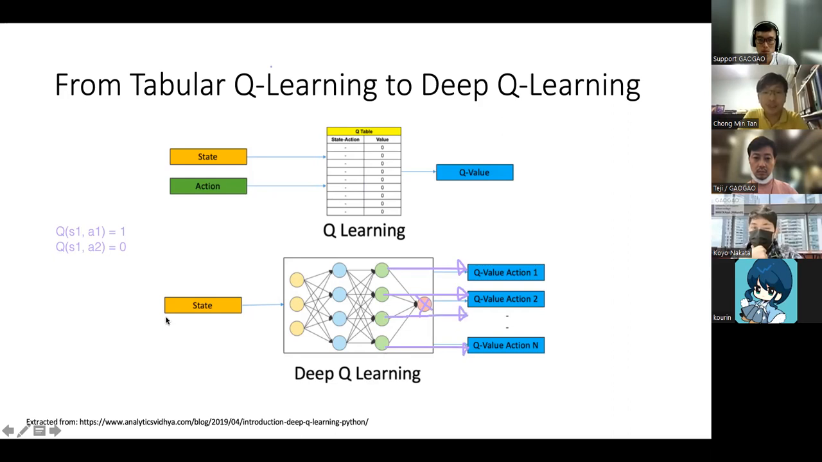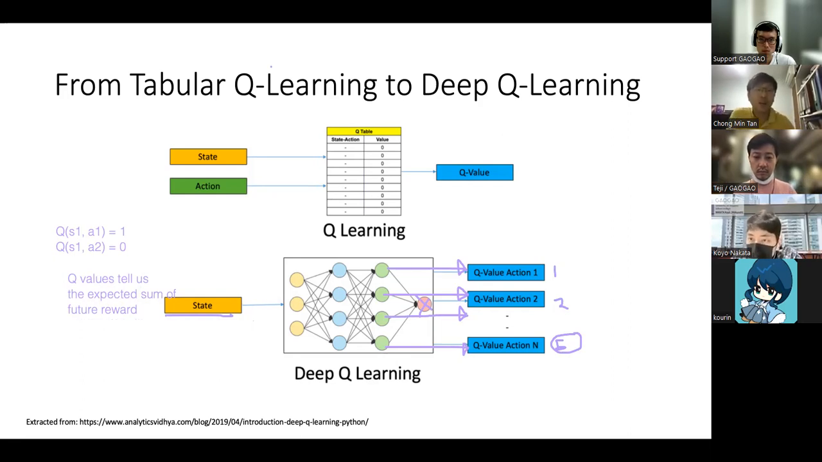But the idea is very simple. Given a state, it tells you the values for the next few actions. And then what you need to do is basically see which value is the highest. Aha, this is my best action. Because the Q values tell us the expected sum of future rewards. So the Q value is like a proxy for how much more reward I can get from the game itself.